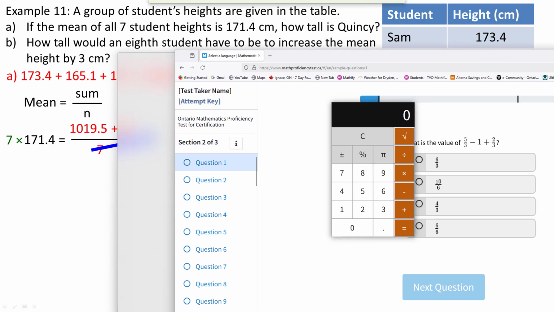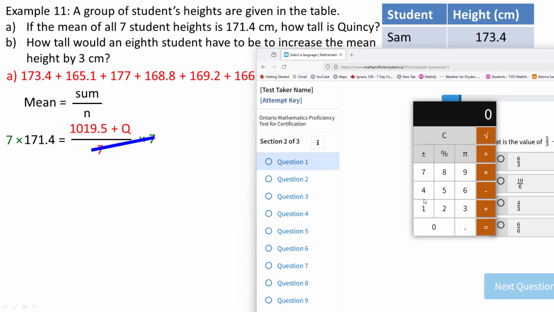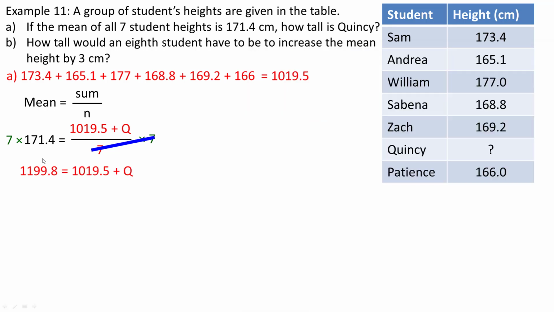171.4 times 7, okay, so that's 1199.8 on the left, would equal this numerator expression.